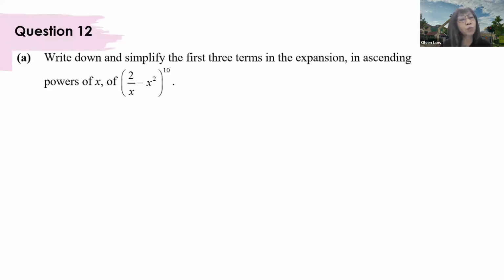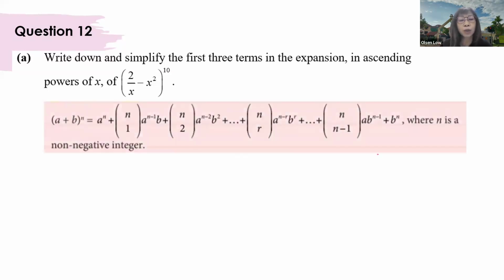Now, this is a question that we see in the end of the year exam, question 12. So it says, write down and simplify the first three terms. When I say write down and simplify, it simply means that we need to do binomial expansion. So to do that, we need to have this formula. This formula will be given to you in the examination.